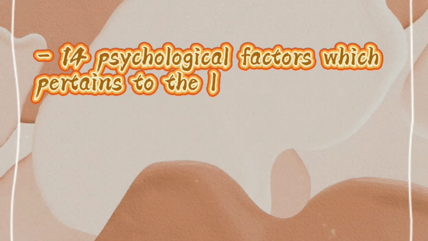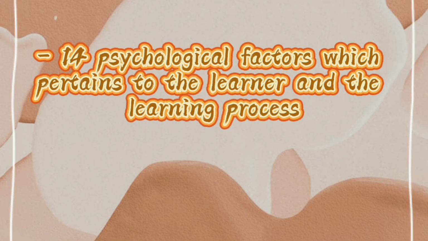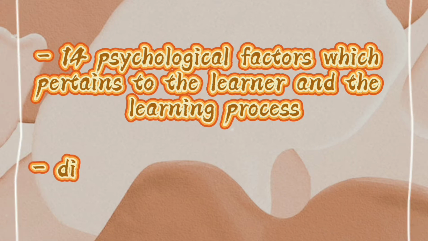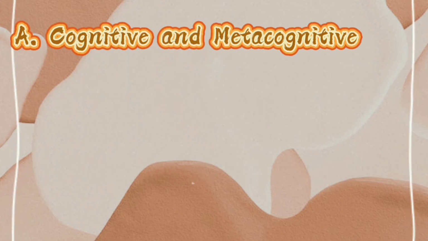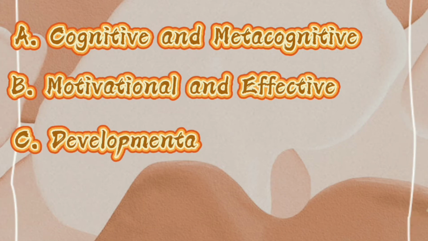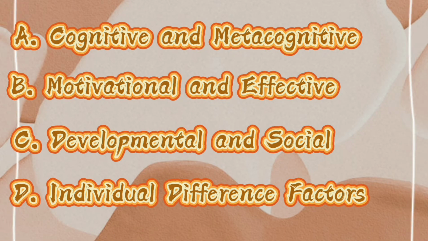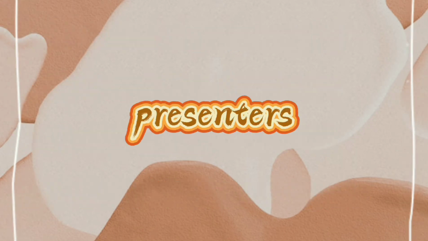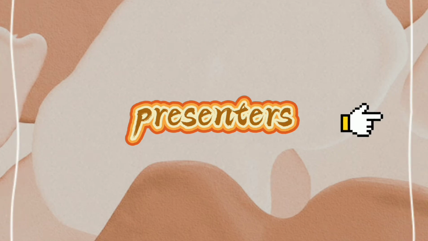There are a total of 14 psychological factors which pertain to the learner and the learning process. These psychological principles are divided into four major categories. These are cognitive and metacognitive, motivational and affective, developmental and social, and individual difference factors. These categories will be further discussed alongside Alexander and Murphy's summary of the 14 principles.